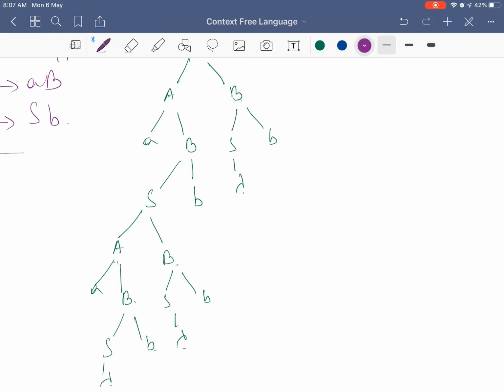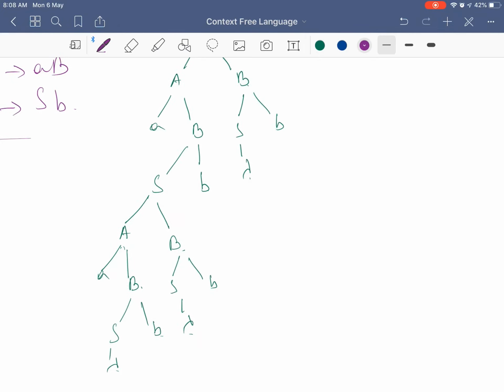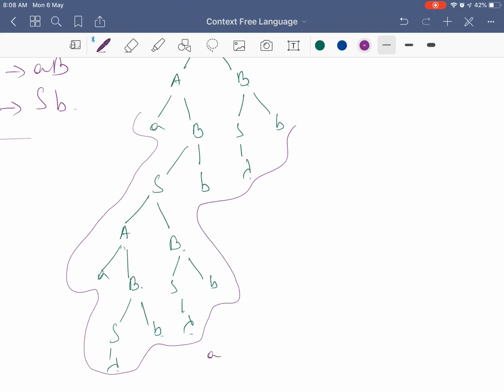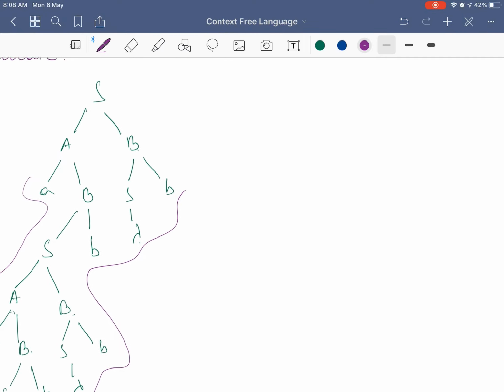Now if I make a scanning from the left hand side: a, lambda, b, lambda, b, b, lambda, b. So what are the strings I am getting? Let us chalk it down. A, lambda, b, b, lambda, then b. So ultimately I am getting aabbb. So this is one of the ways of deriving this string.